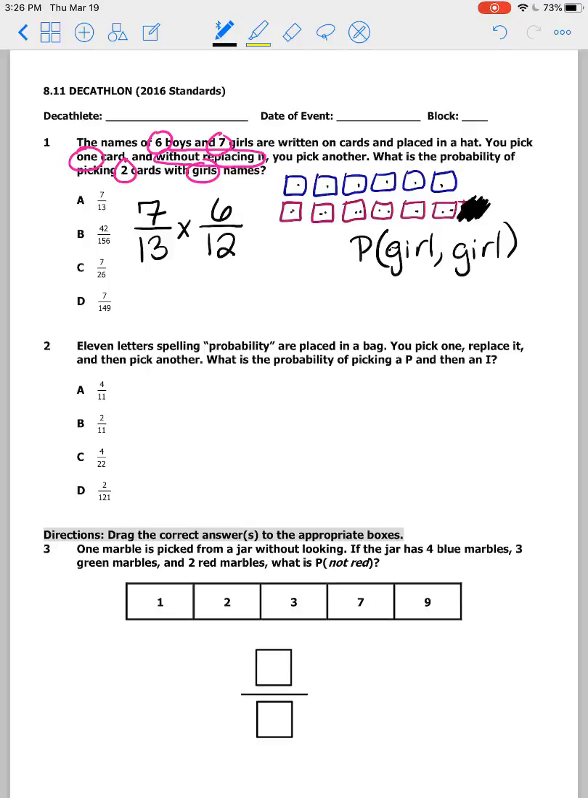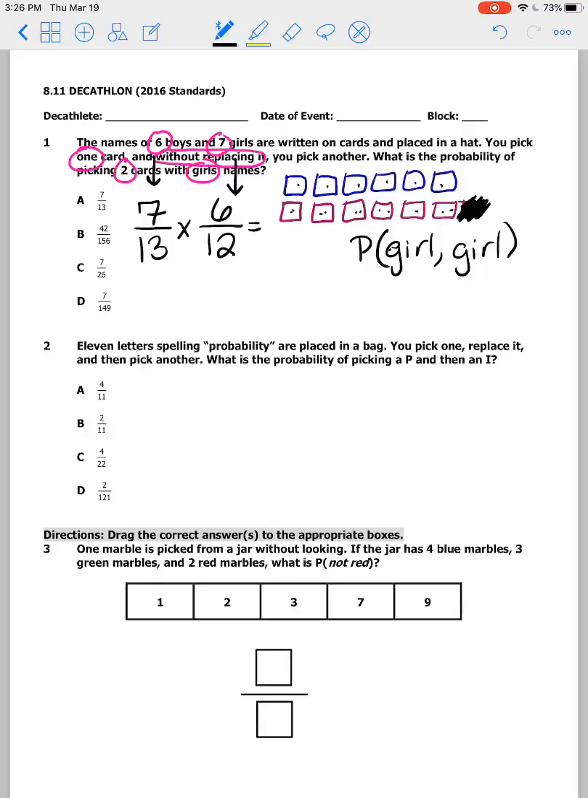This highlights the difference between independent and dependent situations. This is a dependent situation because the denominator changes. We go from having 13 cards to 12 cards, from 7 girl cards to 6 girl cards. So now that we have a probability of getting a girl card the first time and the probability of getting a girl card the second time, we multiply them together.